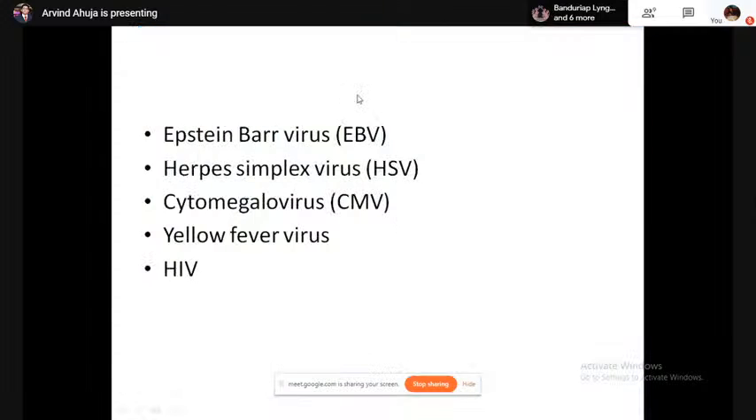Then there are other viruses also which can infect the liver and cause hepatitis. These are basically systemic viruses, but along with other organs, they can also infect the liver. The most common are Epstein-Barr virus, herpes simplex virus, cytomegalovirus, yellow fever, and HIV.